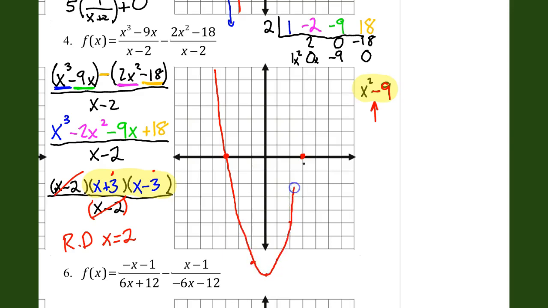So the graphs can be straight lines, horizontal lines, diagonal lines. It can be the rational equations. It can be a quadratic, right? We can have any type of graph here. All right. Now, is that finished? No, what's missing? RD is at 2. So don't forget that open circle at 2.